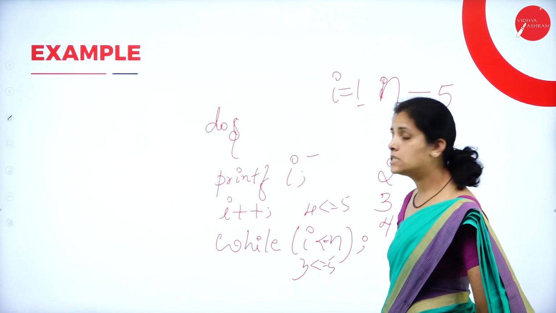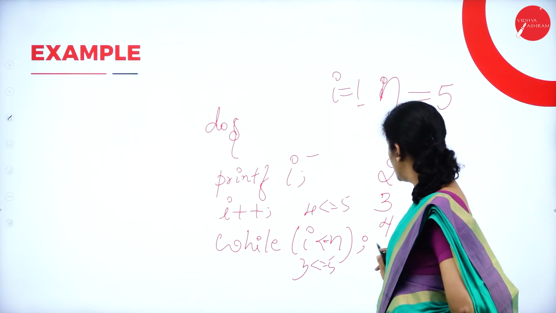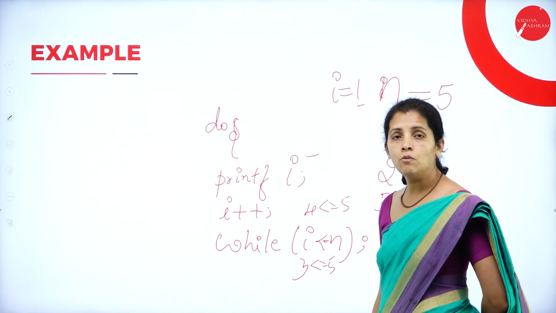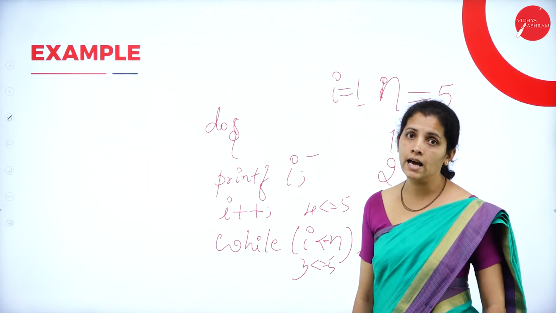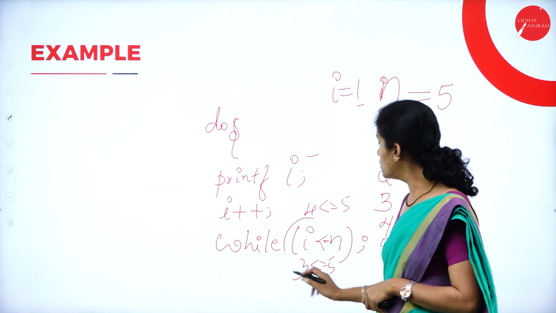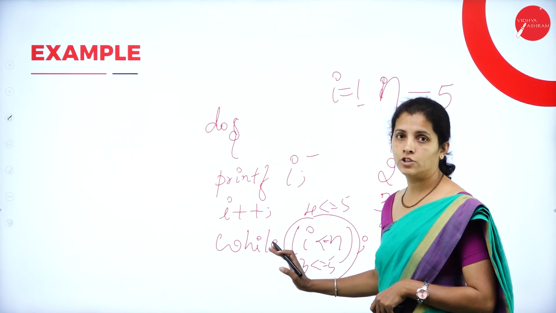Now I is 5. 5 less than or equal to 5, so I'm going to display 5. Now I is incremented by 1, that is 6. 6 less than or equal to 5, the condition fails. So the control moves out from this structure.